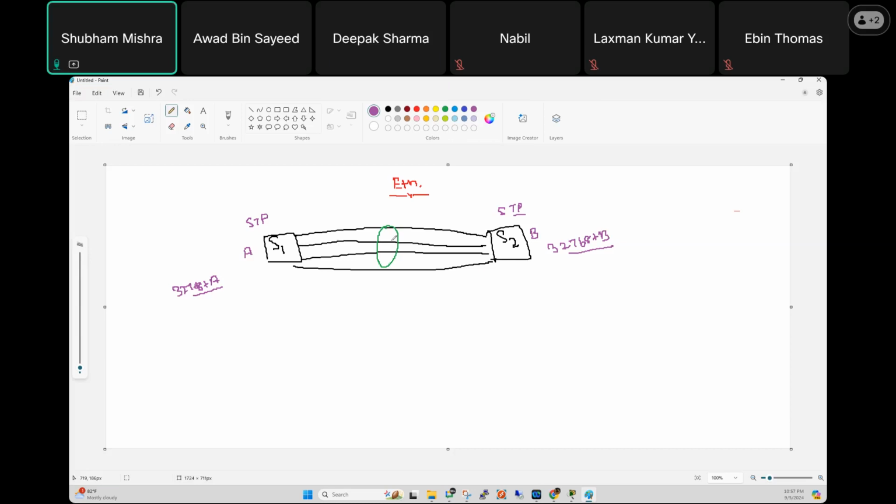Until the election happens, both switches will think, "I am the boss." Yes or no, everyone? Yes. But when both switches exchange the BPDU, it means switch number 1 has how many BPDUs? 2 BPDUs: first its own BPDU, and switch number 2's BPDU. Yes or no? Yes. And switch number 2 also has how many BPDUs? 2 BPDUs: switch number 2's own BPDU and switch number 1's BPDU.